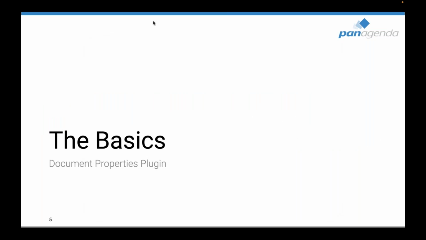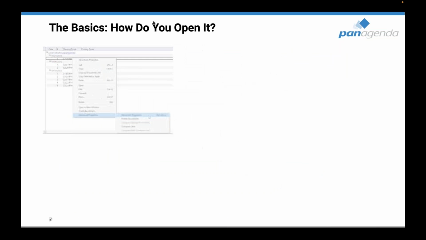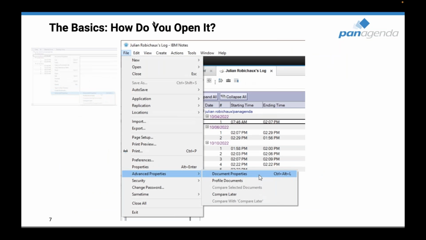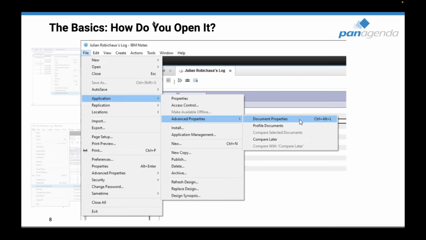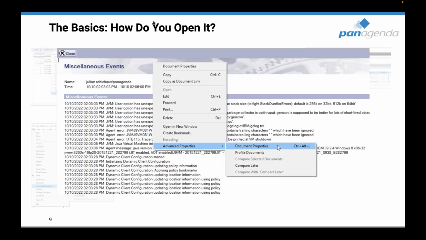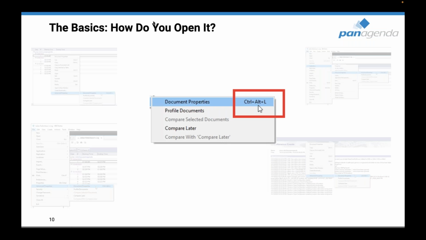To open it once it's installed, you can right click a document in a view and do Advanced Properties, Document Properties, or with a view document selected, go to File, Advanced Properties, Document Properties, or File, Application, Advanced Properties, Document Properties. If you have a document open, you can right-click the document and do Advanced Properties, Document Properties, or with the document open or selected, you can just do Control-Alt-L.